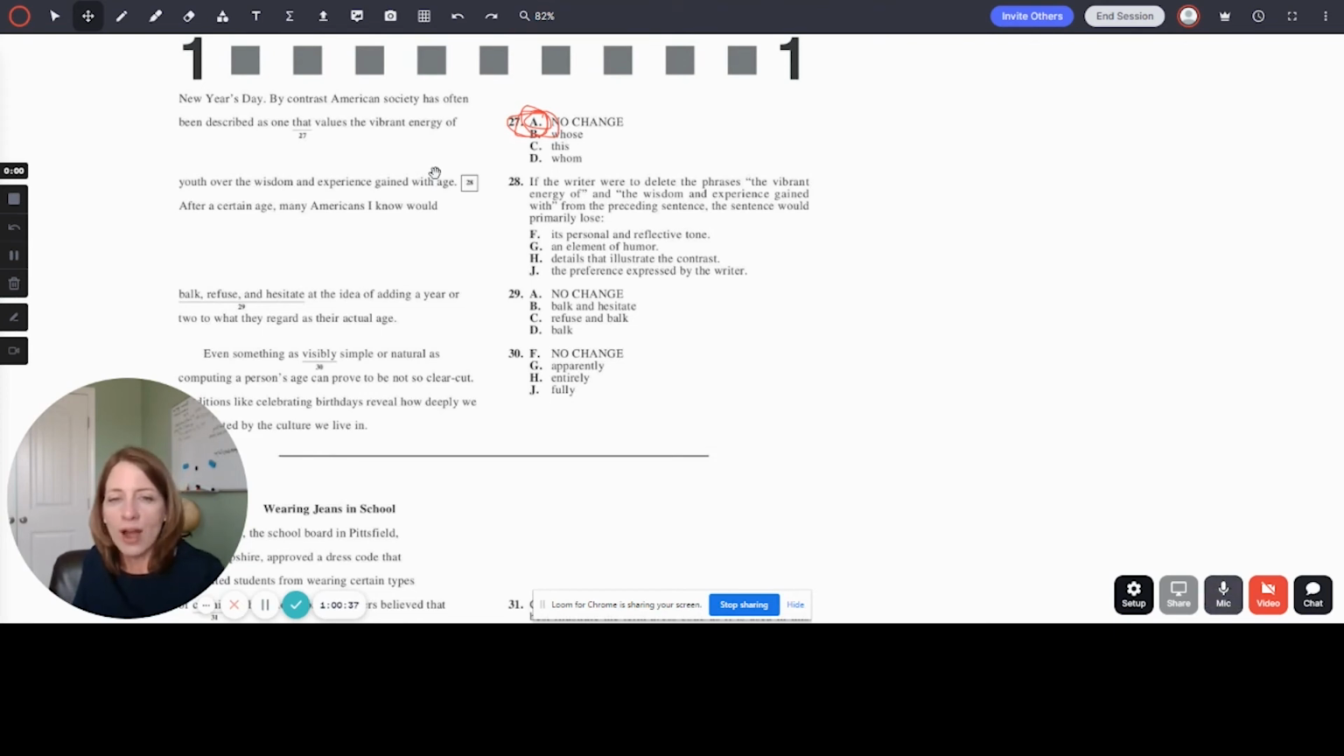Okay. If the writer were to delete the phrases, the vibrant energy of, and the wisdom and experience gained with, from the preceding sentence, the sentence would primarily lose its personal and reflective tone, an element of humor, details that illustrate the contrast, the preference expressed by the writer. So if the writer were to delete the phrases, the vibrant energy, and the wisdom and experience gained with, from the preceding sentence, the sentence would primarily lose.